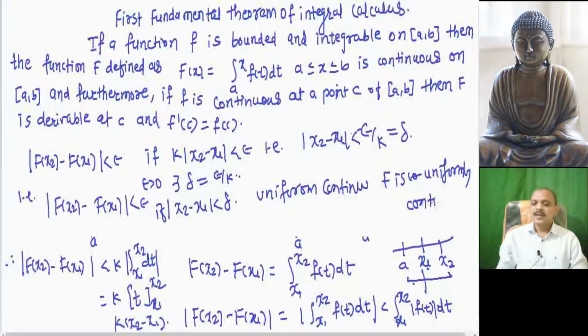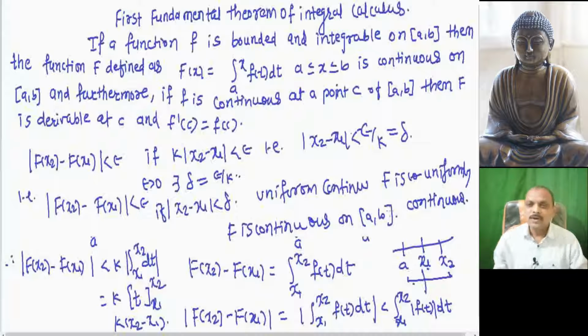And there is one theorem on the relation between uniform continuity and continuity. That theorem is: every uniformly continuous function is continuous, and this shows that capital F is a continuous function. Capital F is continuous on the closed interval a comma b. So what have we shown?